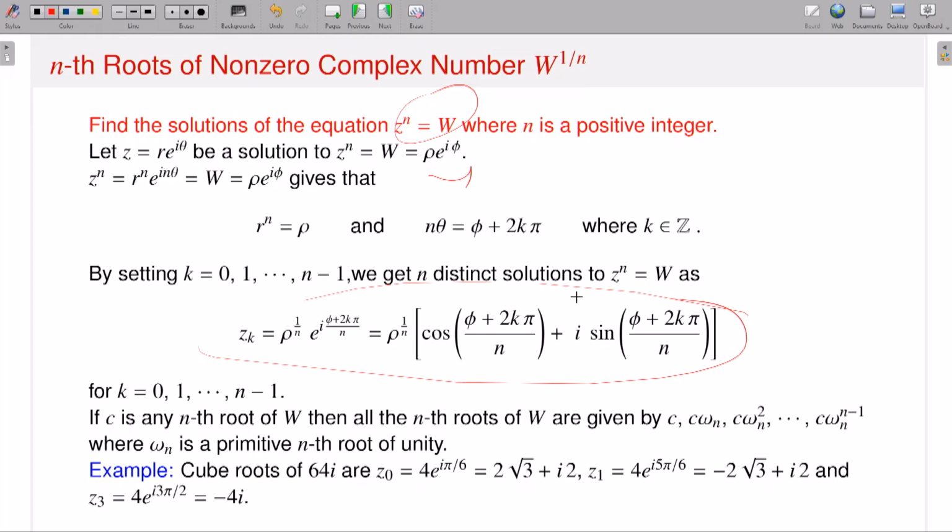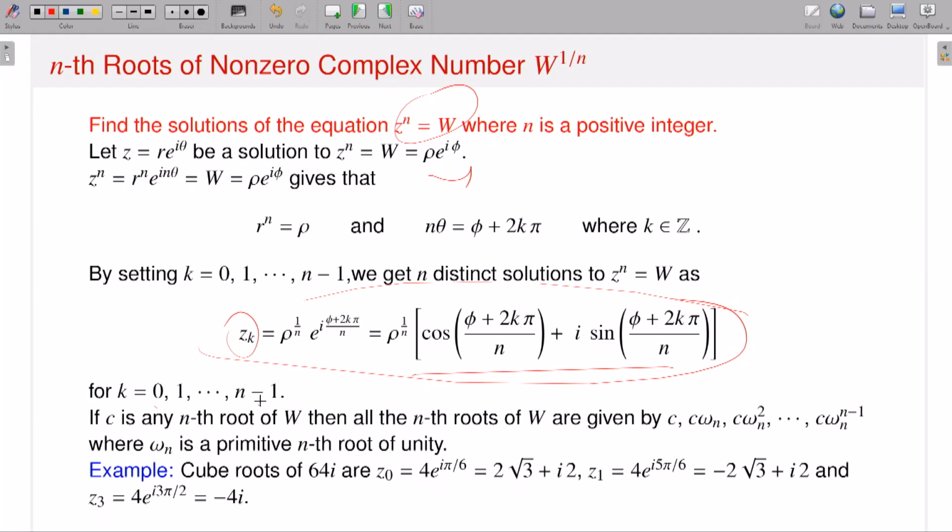Again, the equation z to the n is equal to w has n distinct solutions, and I can write them as zk, where zk has this kind of expression and k runs from 0 up to n minus 1. Here, if I take w equal to 1, it boils down to the earlier case.